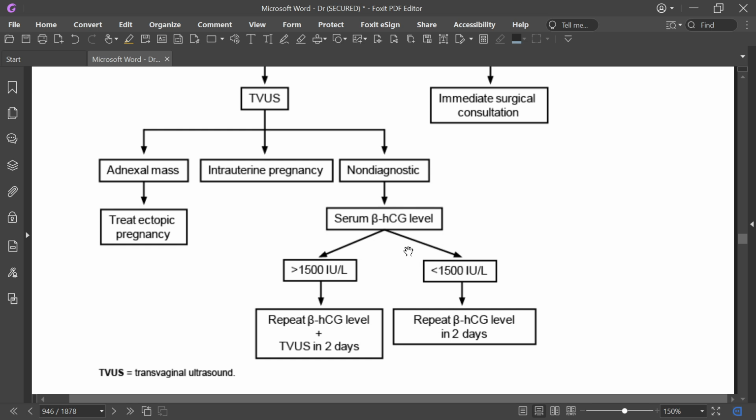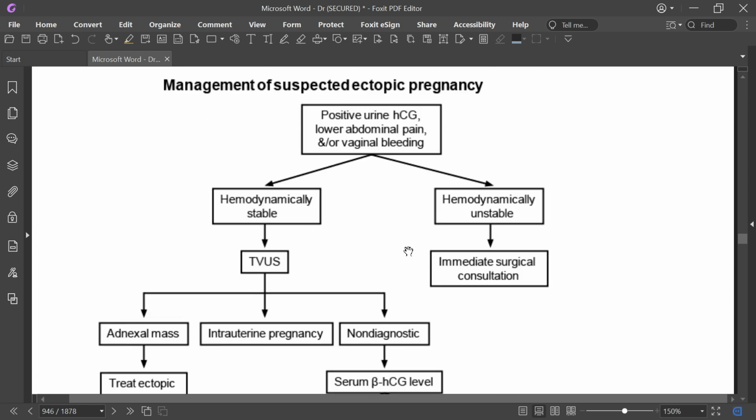So this is the way of treating a patient with suspected ectopic pregnancy. A patient with ectopic pregnancy, if hemodynamically unstable, needs immediate surgical consideration. If hemodynamically stable, do transvaginal ultrasound. If transvaginal ultrasound shows adnexal mass, treat for ectopic.